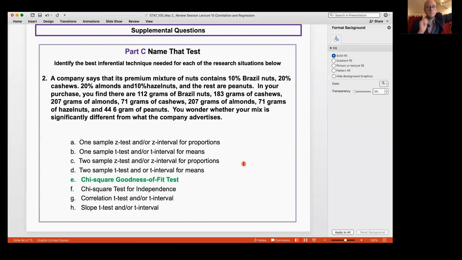The second test, if you have a bunch of categories, you might do a chi-squared goodness of fit test. Say you have a mixture of nuts, and you wonder whether your mix is significantly different from what the company advertises. So you have a hypothesized distribution, and you want to see whether that hypothesized distribution of proportions is different from the actual observed distribution. Remember that the chi-square goodness of fit test is different from the chi-square test of independence, which is about whether or not two categorical variables are independent of each other, with the null hypothesis being the assumption that the distribution of proportions is equal in all categories.